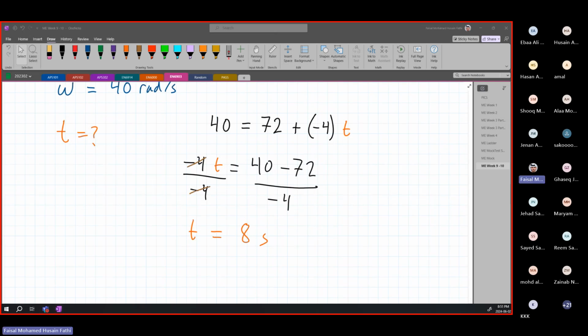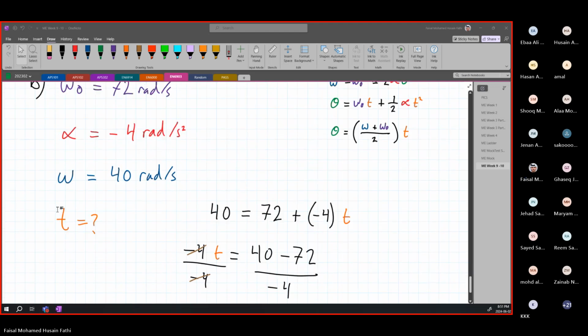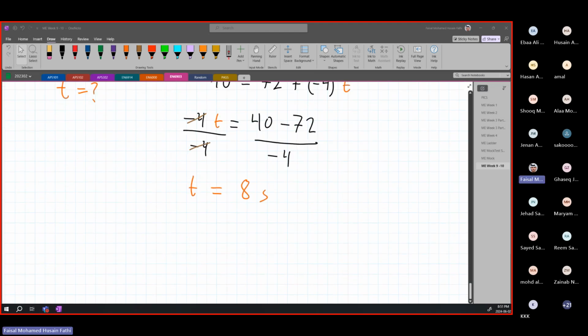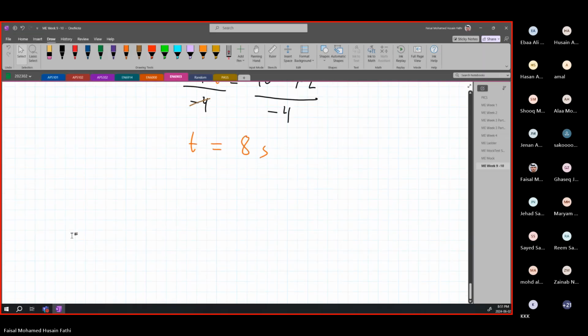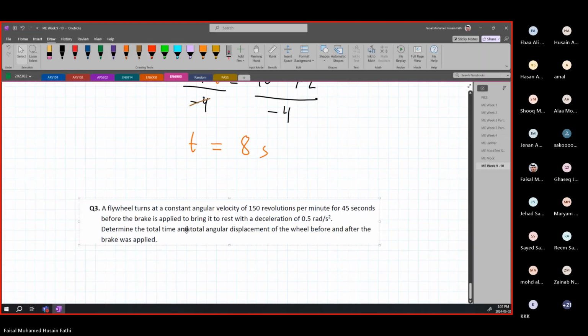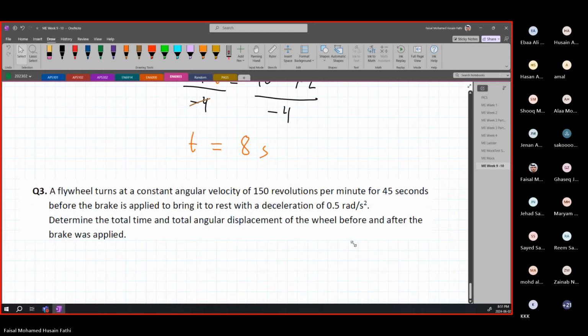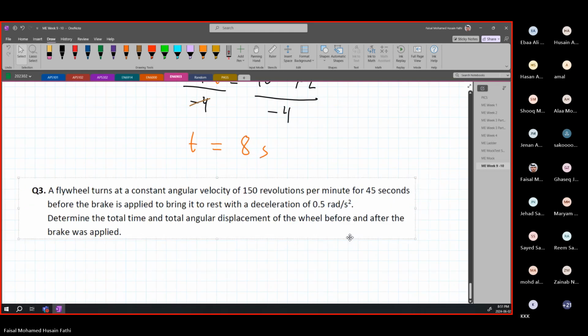Let's look at the next question. Any questions about this before I move on? And then let us look at question 3. All right. So question 3 says, just a second.